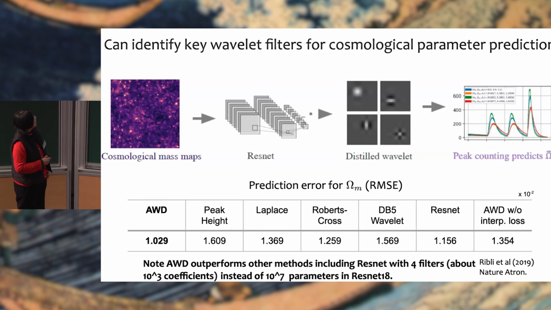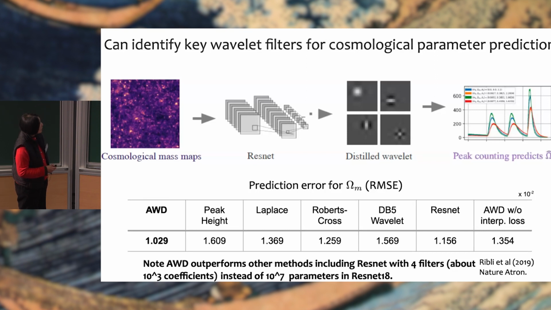So this is AWD, adaptive wavelet distillation, and we want this to be small. It's the square root of mean square error, and this is about 1. And these are the results. Only using peak counting gives 1.6. Using fixed wavelets, there are different wavelets you can get, 1.5 to 1.2. ResNet brings this down to 1.15. But we got an extra 15% gain on top of ResNet.